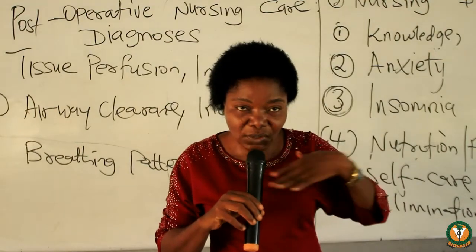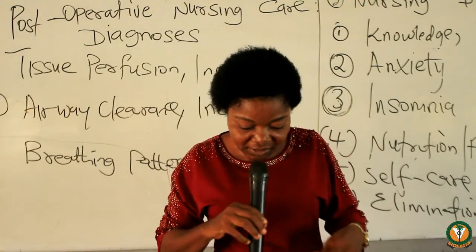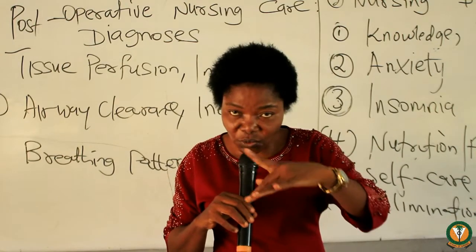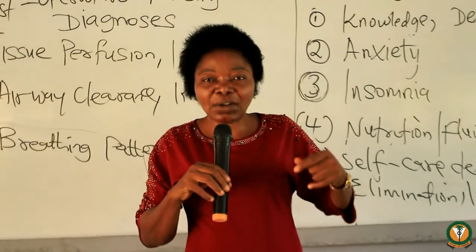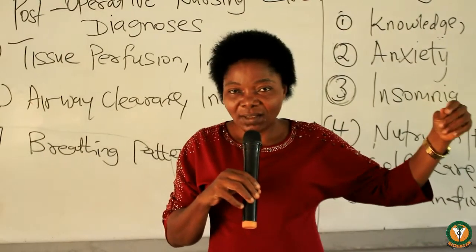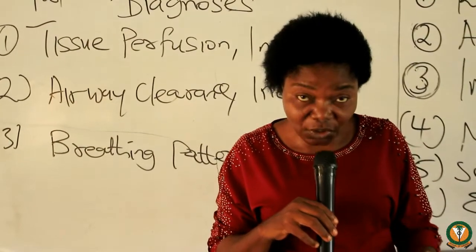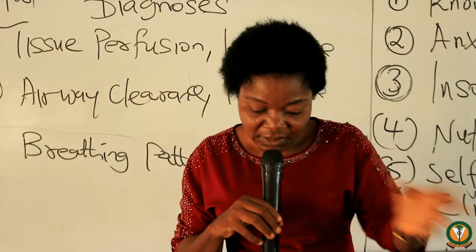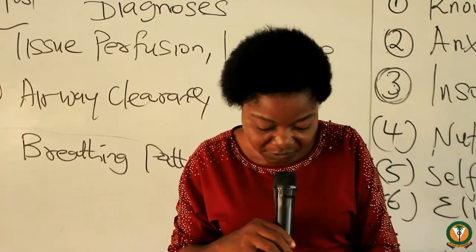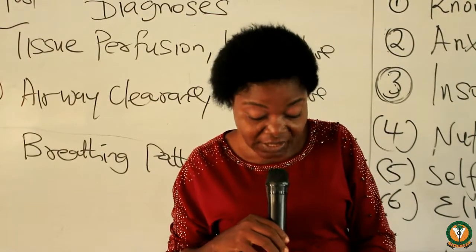Remove every tight clothing that is around the chest of the patient so that the lungs will be expanding. Open nearby doors and windows, switch on fan. Encourage the patient to do the deep breathing and coughing exercise that you taught him or her during the preoperative period. Do chest physiotherapy, suction the patient if necessary, and turn patient periodically so that the lungs will expand. You encourage the patient to do incentive spirometry and give oxygen.